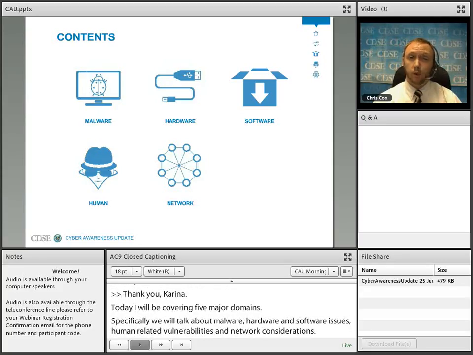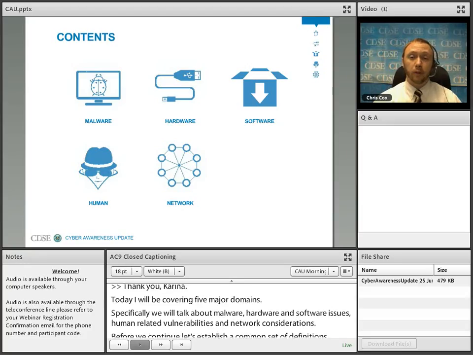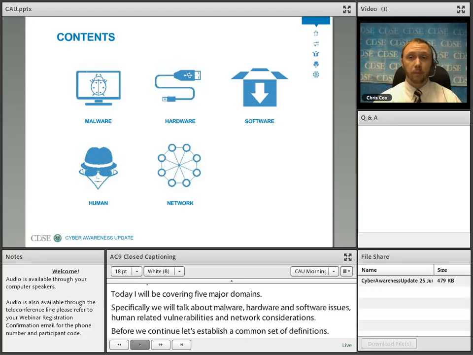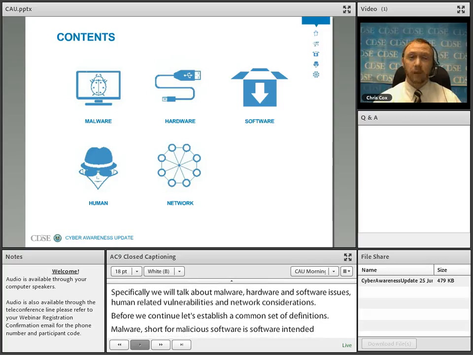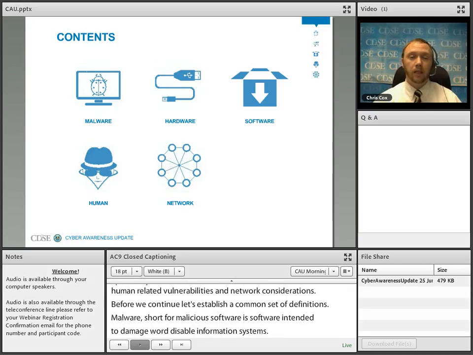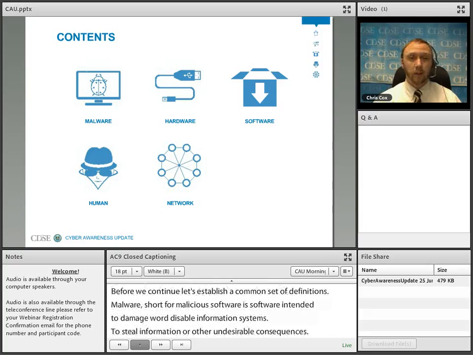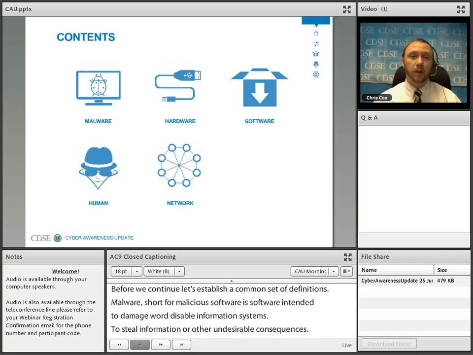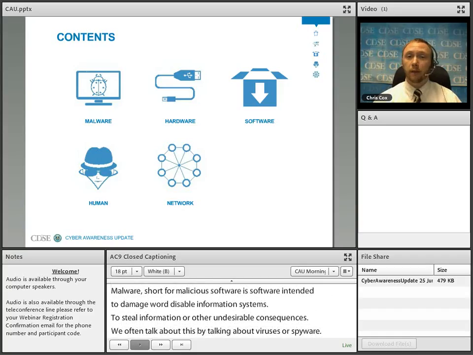Malware, short for malicious software, is software that's intended to damage or disable information systems, to steal information or have other undesirable consequences. Often when we talk about malware, we're talking about viruses or spyware, but there's a lot of different kinds as well. Hardware issues can be a little bit more difficult to define, but here we're talking about issues that affect hardware platforms over which the user has little or no control, either through configuration or settings. For example, where a firmware or version upgrade is required.